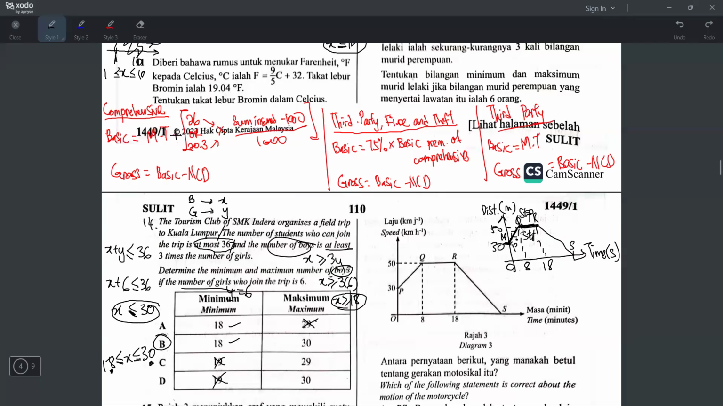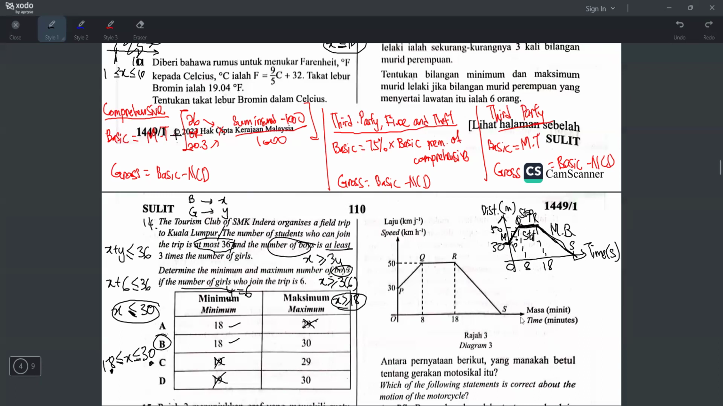Okay. Yeah, because the distance never change. Yeah, it stops at 50 meter for the whole time here. So it means dia stop. And then what about this one? This one dia move backwards. So kalau naik move forward, kalau straight macam ni horizontal stop, and then kalau turun macam ni move backwards. Itu kalau DTG. Itu kalau distance time graph.